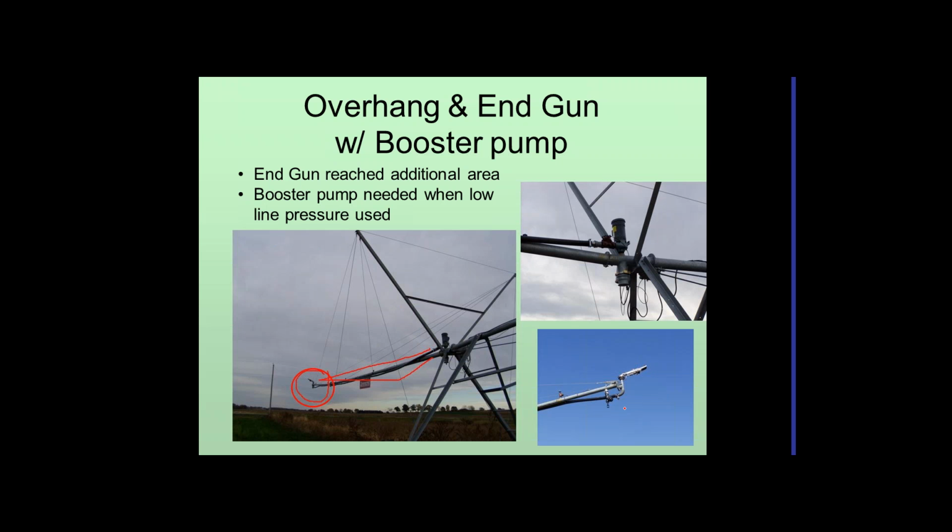Not in all cases. So the end gun basically needs to run at higher pressure. So if we have a low pressure system, then we need a booster pump. So this picture above the end gun is showing the booster pump that's going to bring it from, say, the 40 psi up to 60 to 80 psi so that the end gun will perform properly. So that's the end of the system.